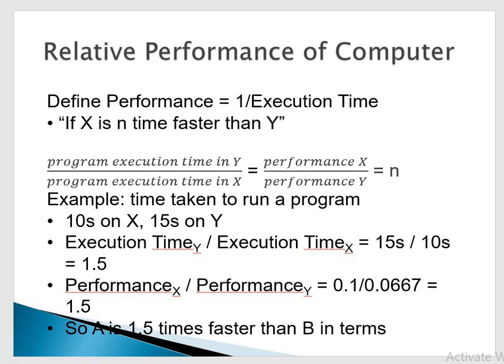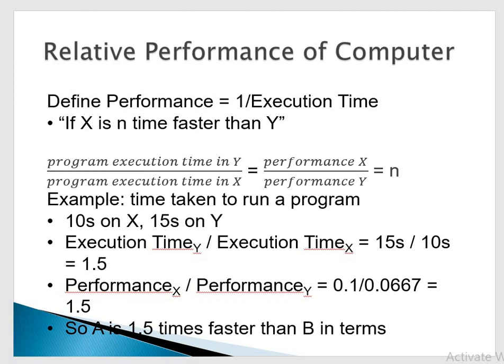Let's suppose we have two computers, X and Y, and we want to evaluate the performance of X and Y. Assume the performance of X is n times faster than Y. Then how can we write the equation in terms of performance and execution time? If X is n times faster than Y, then the program execution time on Y divided by the program execution time on X is equal to the performance of X divided by the performance of Y, which is equal to n.